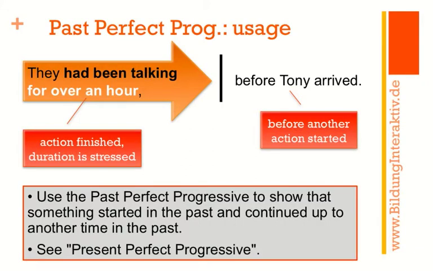So here is your rule. Use the past perfect progressive to show that something started in the past and continued up to another time in the past. So in our sentence, the talking had been going on until Tony arrived. So use the past perfect progressive to show that something started in the past and continued up to another time in the past. You also want to see the rules for the present perfect progressive, especially the ones on the for and since, which can also be signal words for the past perfect progressive.